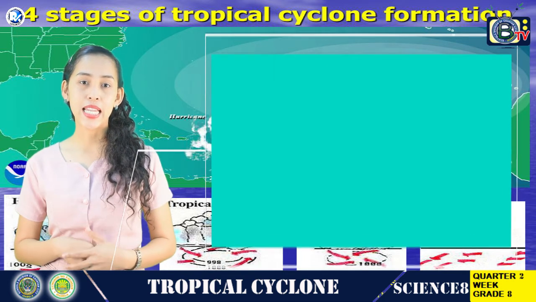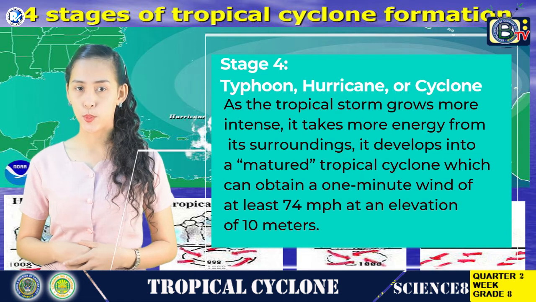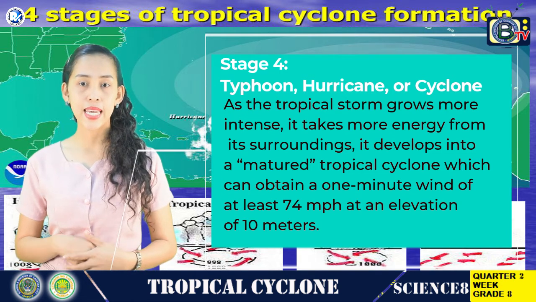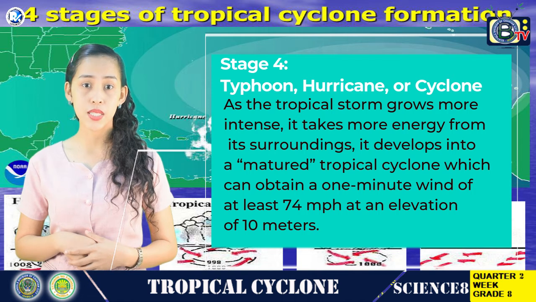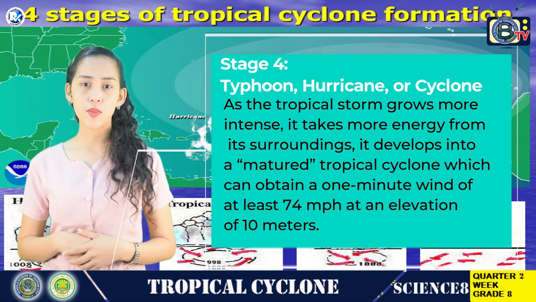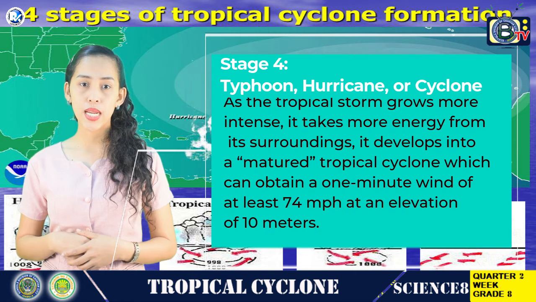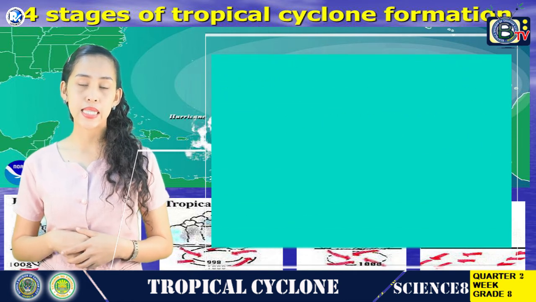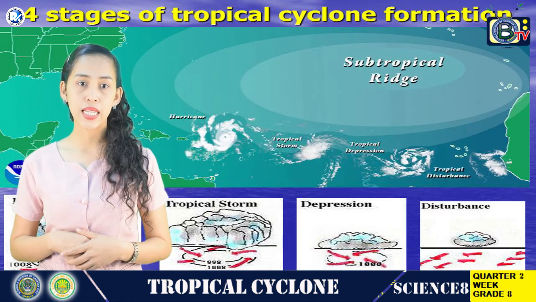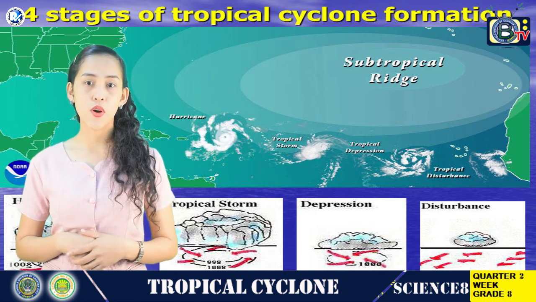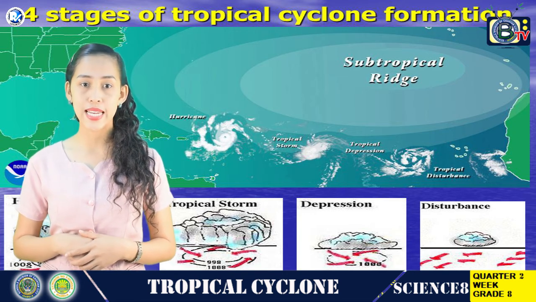Stage 4, typhoon, hurricane, or cyclone. As a tropical storm grows more intense, it takes more energy from its surroundings. It develops into a matured tropical cyclone which can obtain 1-minute winds of at least 74 mph at an elevation of 10 meters. Its rotation is now more obvious when viewed in a satellite.